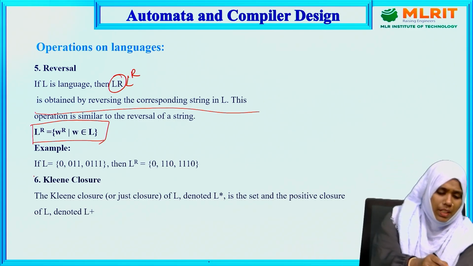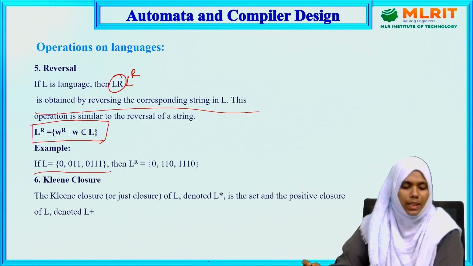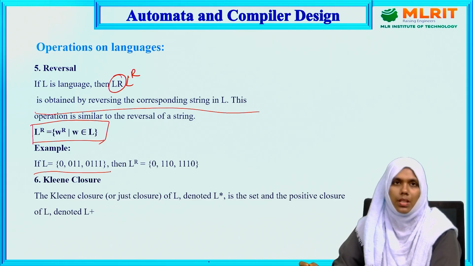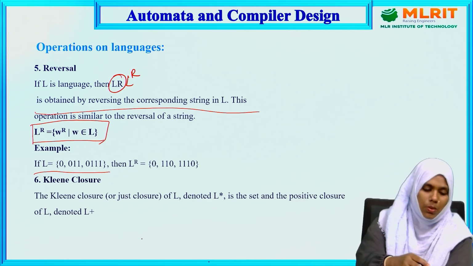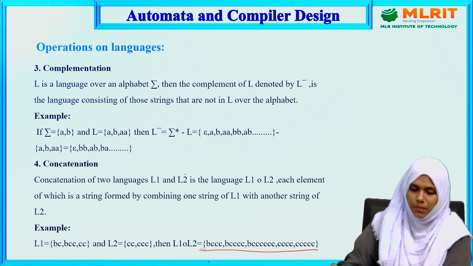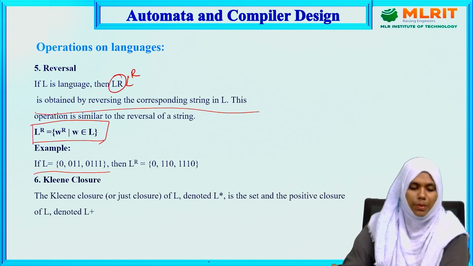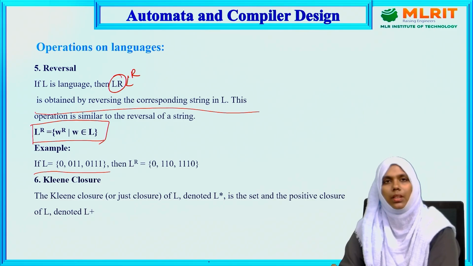We take one example here: 0, 0, 1, 1, 0, 1, 1, 1. So when we write L power R, it will be 0, then 1, 1, 0 and 1, 1, 1, 0.